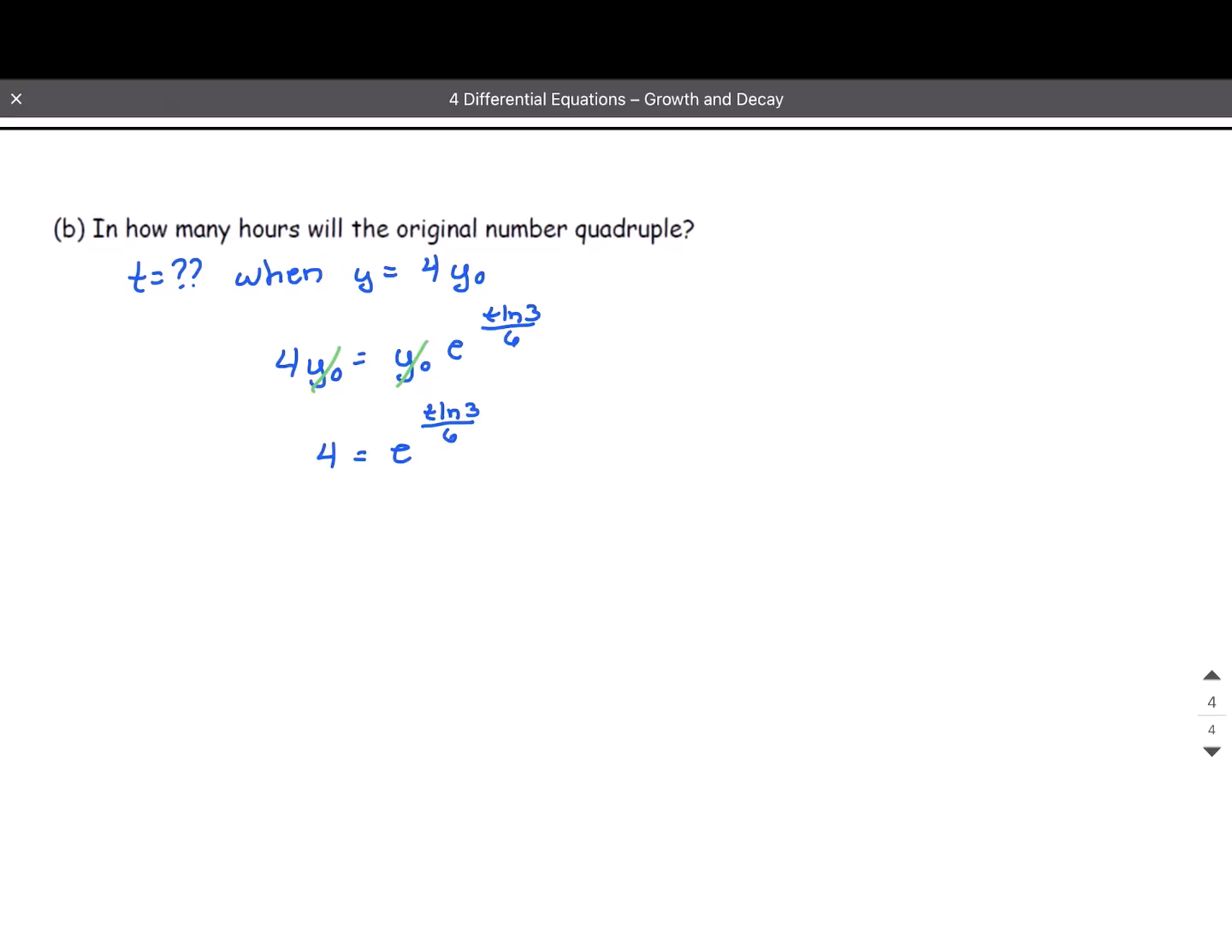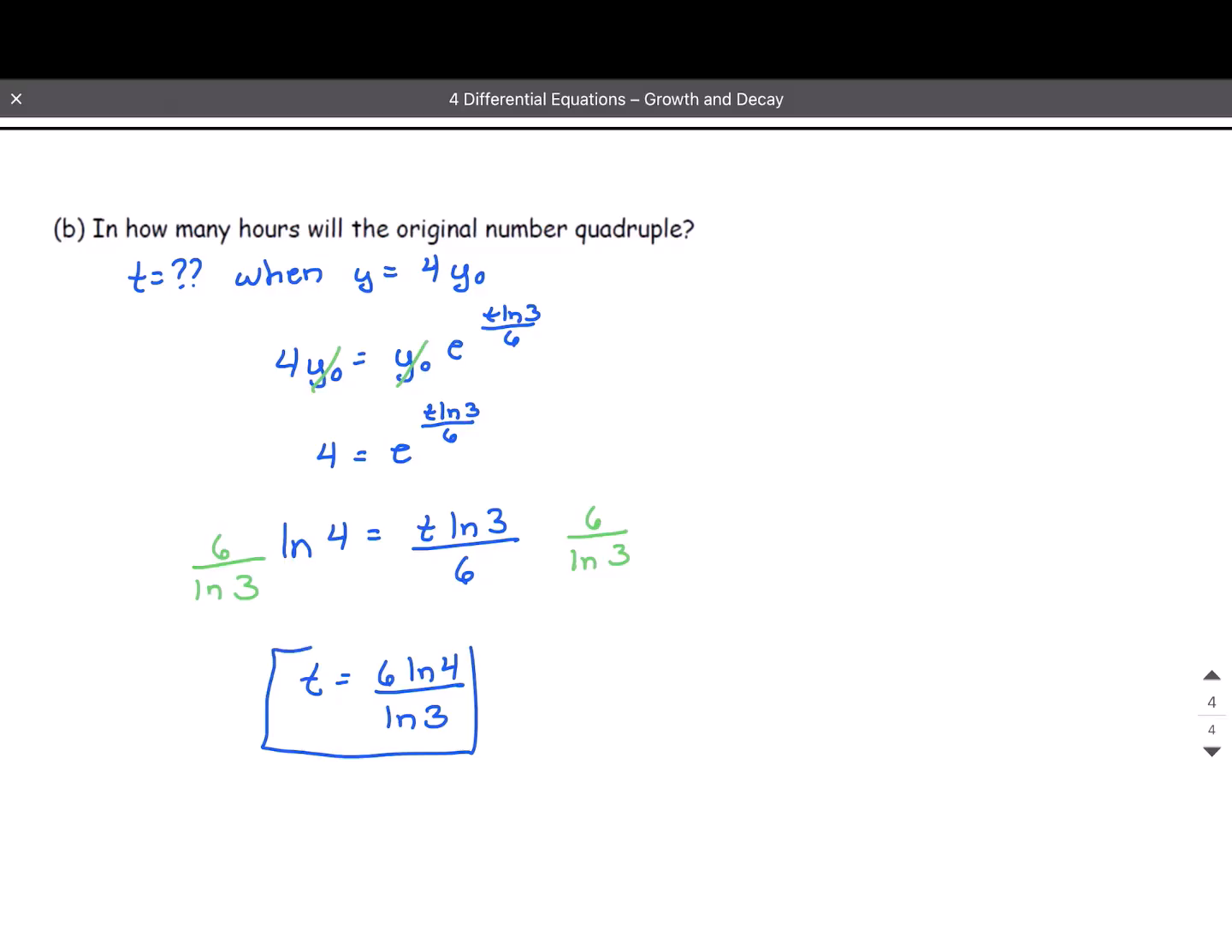I have an exponential equation, which I changed to a log equation. So that's the log base e, which is the natural log of 4, equals the exponent t natural log of 3 over 6. Now to solve for t, we'd have to multiply it by 6 and divide by the natural log of 3 on both sides. That means that t is going to be 6 times the natural log of 4 all over the natural log of 3. That's our exact value, which isn't really helpful, so I'm going to put it in my calculator here. And that's approximately 7.571 hours.